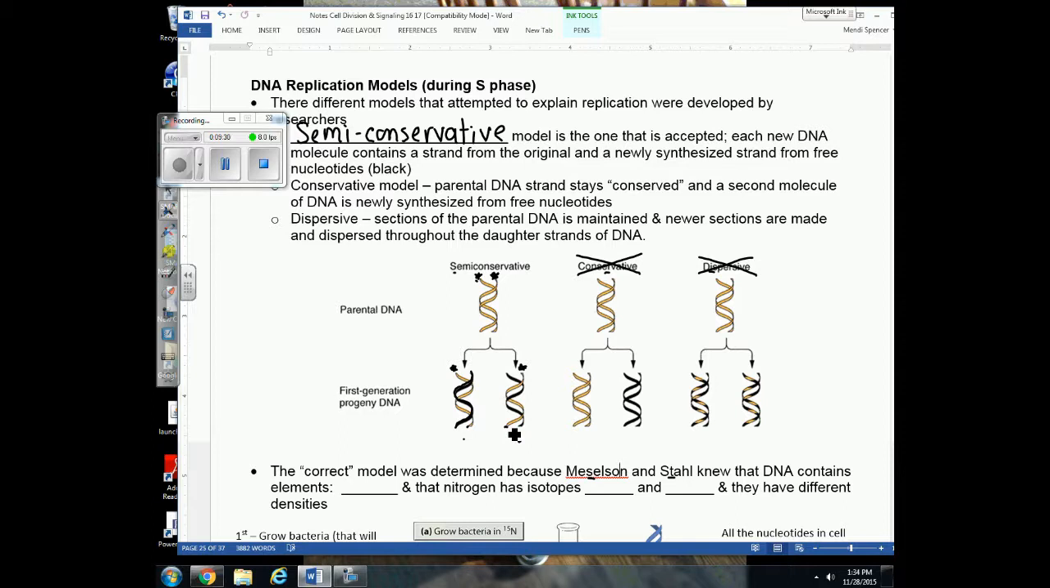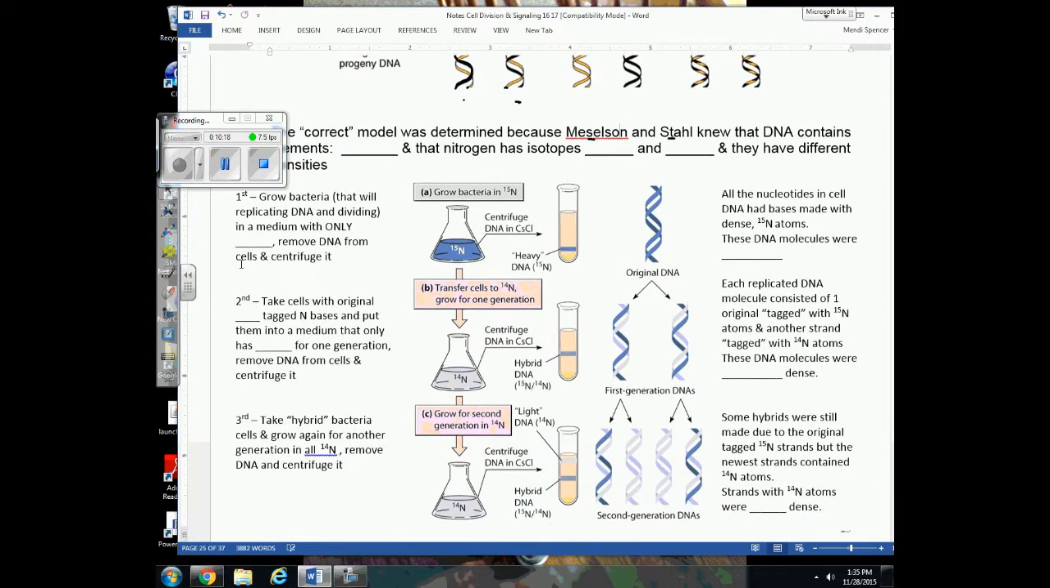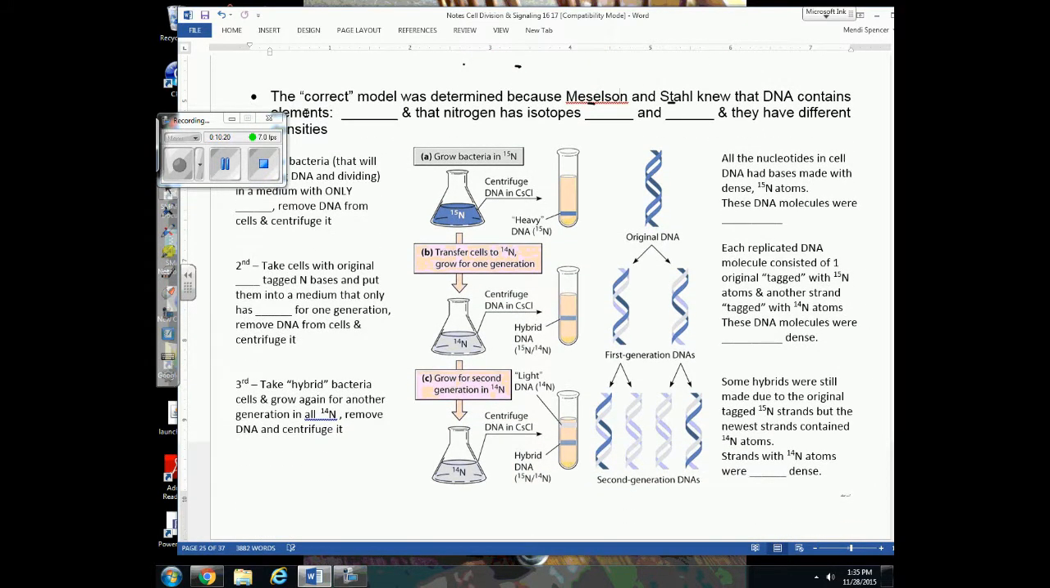In the dispersive model, it was thought that some sections of the DNA were conserved. So like from here to here was kept intact. And you can see that right here. But the black sections were newly synthesized from free nucleotides. Now, to prove which model was correct, Meselson and Stahl set up the following experiment.